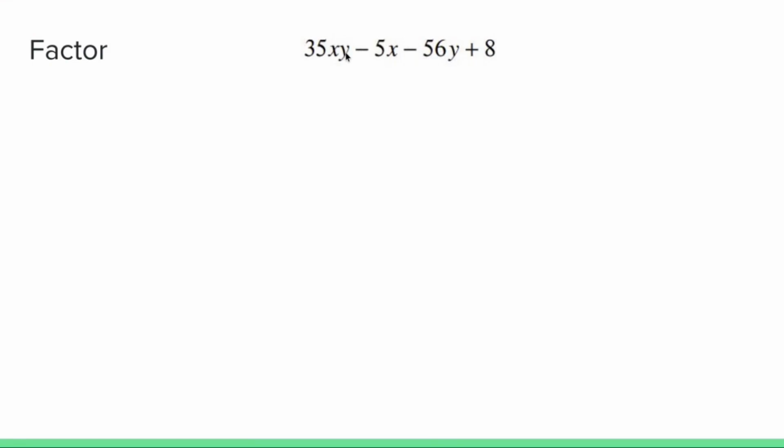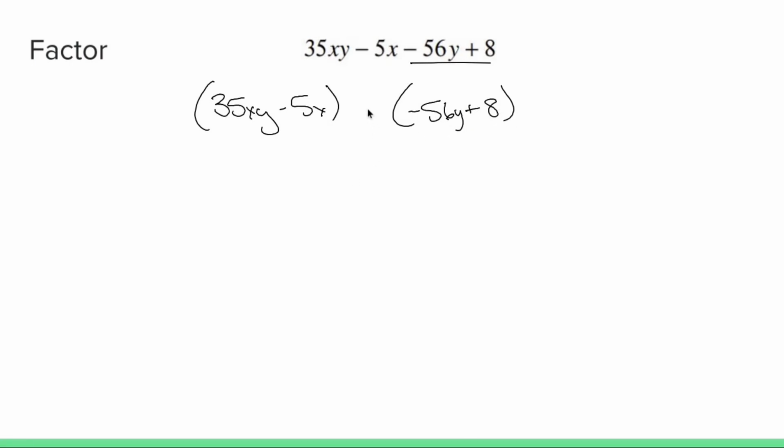Factor 35xy minus 5x minus 56y plus 8. We are going to do this by factoring by grouping. The way you factor by grouping is you put the first two terms in a set of parentheses, like so, and you put the last two terms in parentheses, like so. Don't forget, always with the plus sign in between.